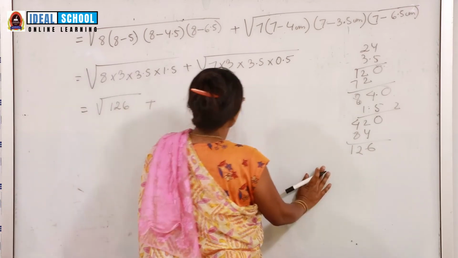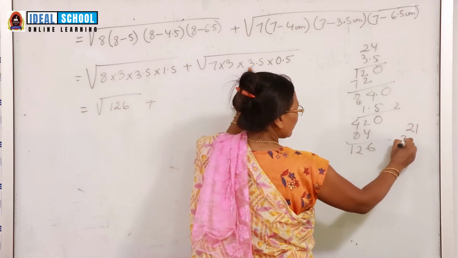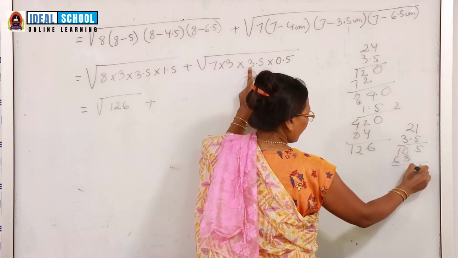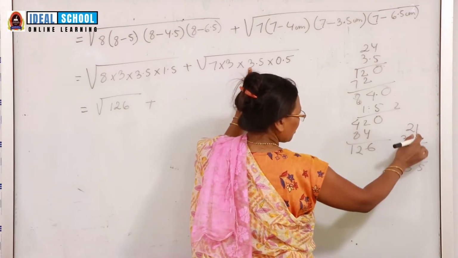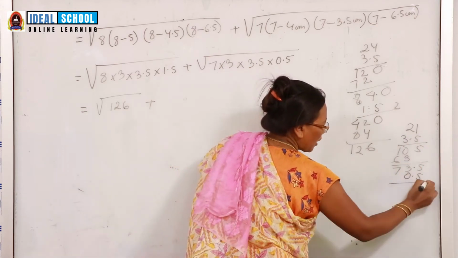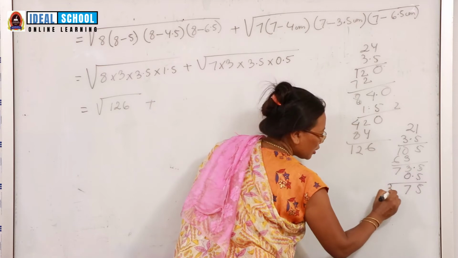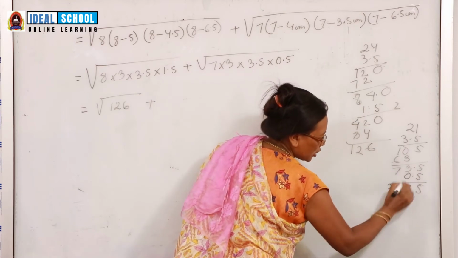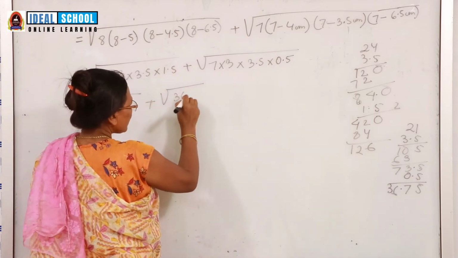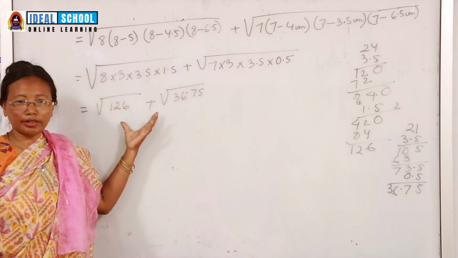Plus, for this one, let's see again. 7 times 3 is 21. 21 into 3.5 gives 73.5. After the point there is one digit, that's why we keep the point here. Now 0.5 times 73.5. After the point there are two digits, that's why here will be a point. That means this one is 36.75.